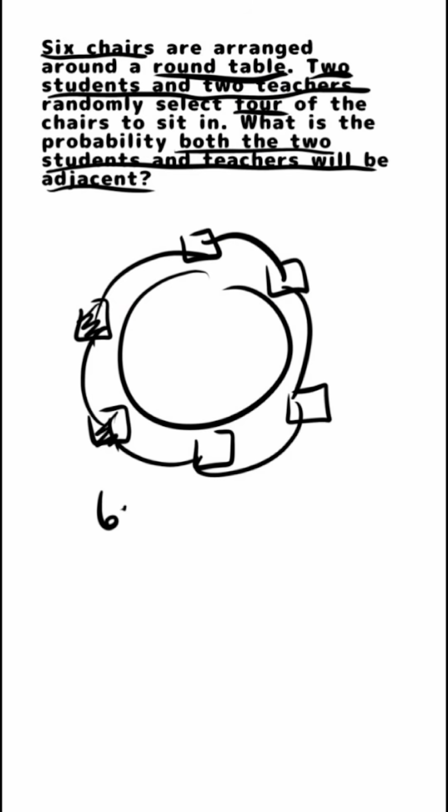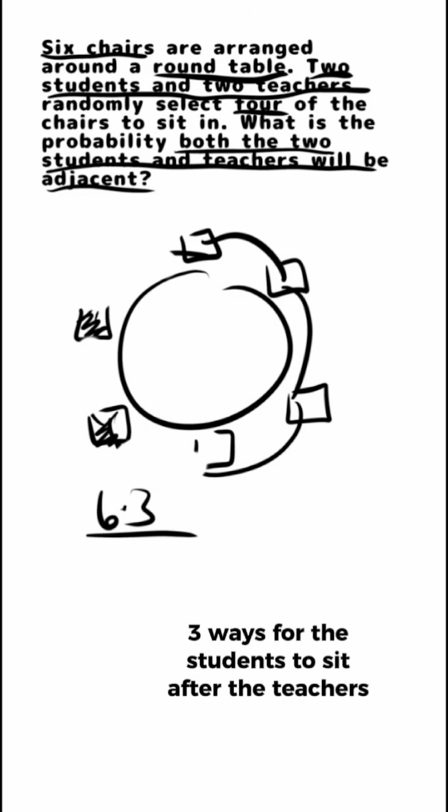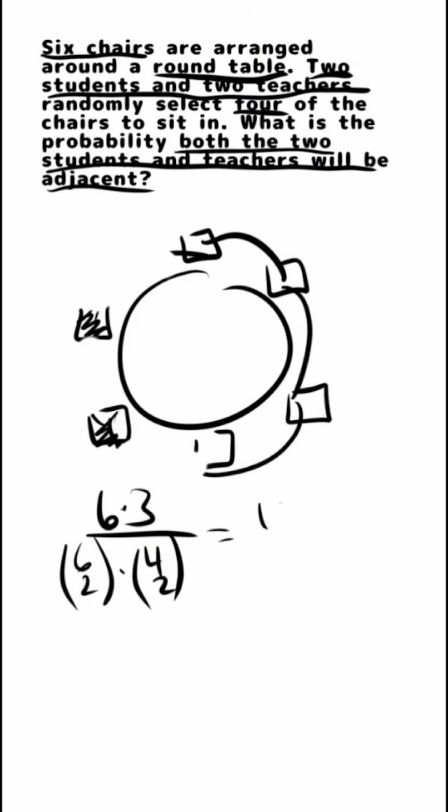Then once those 2 teachers are seated, we can assume that they are right there. It will kill off 3 of the 6 possible previous options, giving us 3 more. Then for the denominator, there are 6 choose 2 ways to put the teachers, and then 4 choose 2 ways to put the students after that, giving us a denominator of 90 and an answer of 1/5.